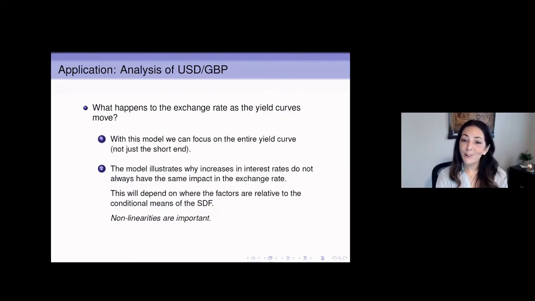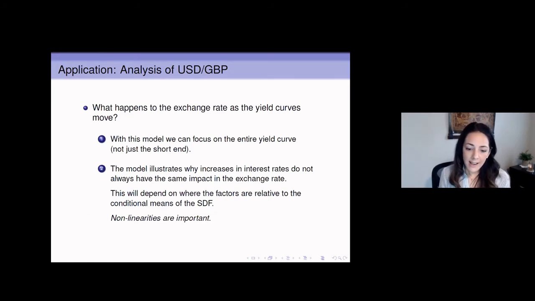I have one more final set of exercises that I want to show you that are more related to some future work that I'm doing. And this is more an exercise to think about what happens to the exchange rate as the yield curves move. And I want to give you a very tangible example of how yield curve movements are actually going to influence the exchange rate. And there are two cool things that my model allows you to think about.